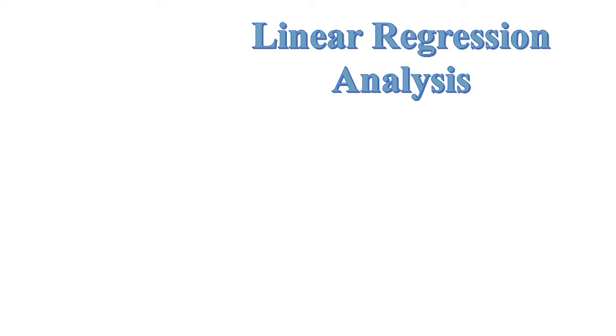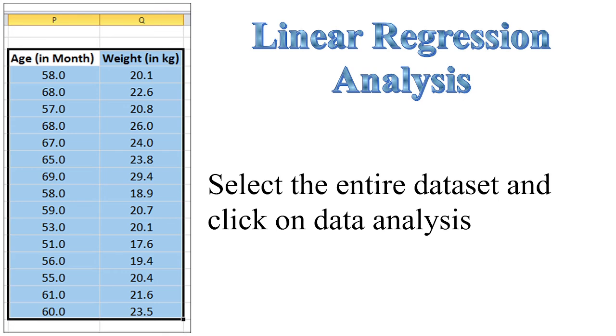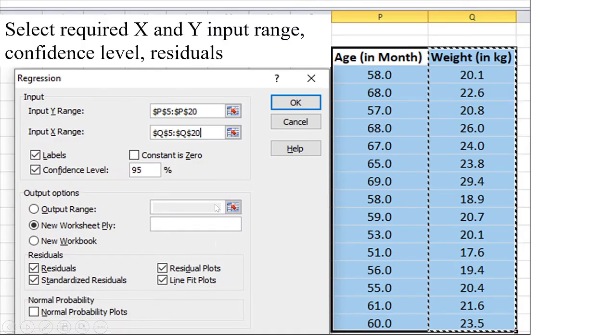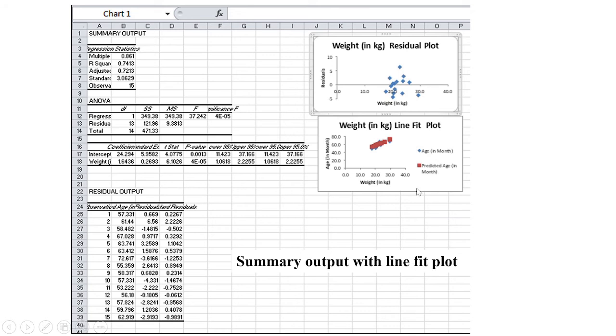Linear regression analysis. These figures are showing various steps involved in linear regression analysis. Details of individual steps are as follows. Select the entire data set and click on Data Analysis. Select Regression. Select required X and Y input range, confidence level, residuals. Summary output with line fit plot.